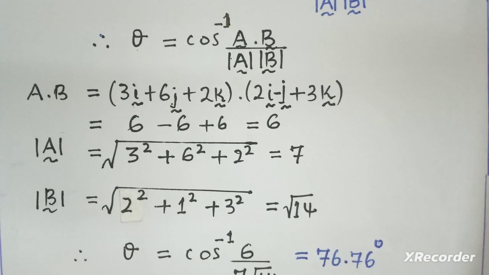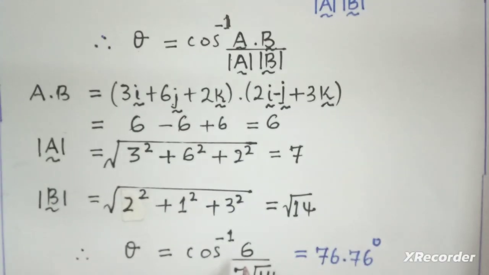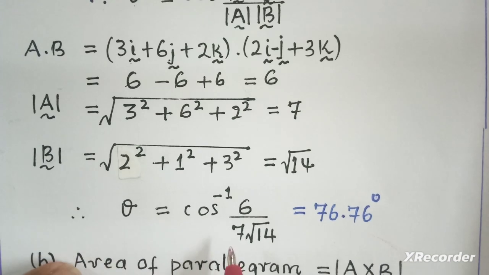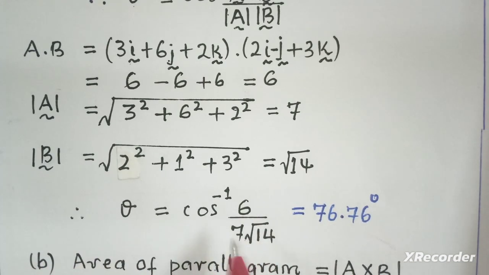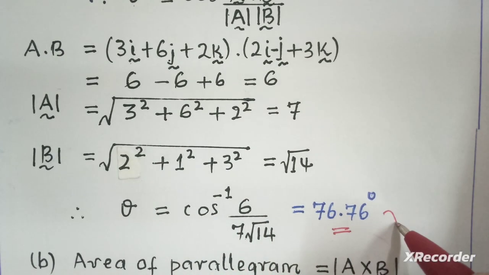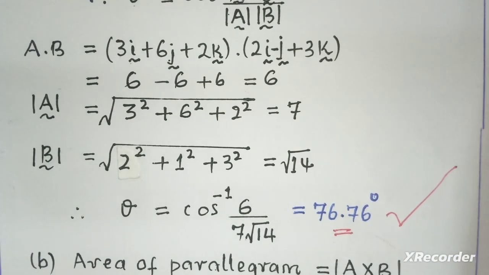Finally, now we can replace in this equation. So we have the dot product, which is 6 here, and we also have the product of the magnitude of A and B. And guys, when we do that, we get the inverse of that, we shall get that. So that is the angle between the two vectors, that is A and B.